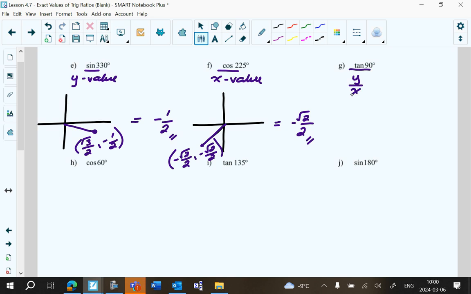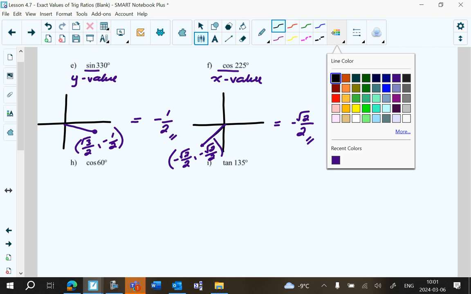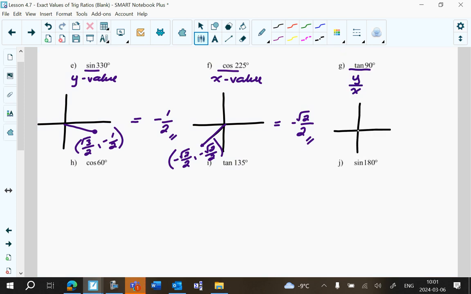Tan, y divided by x, 90 degrees. Where is 90 degrees? It's right up here. 0, 1. Yes, that's what I said. So, how do I find the tan? 1 divided by 0, which is... do it on your calculator.